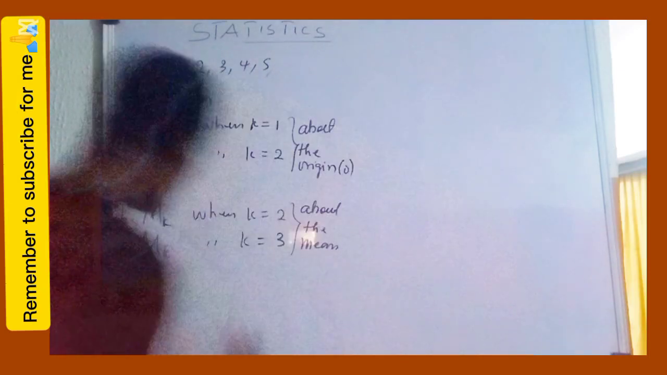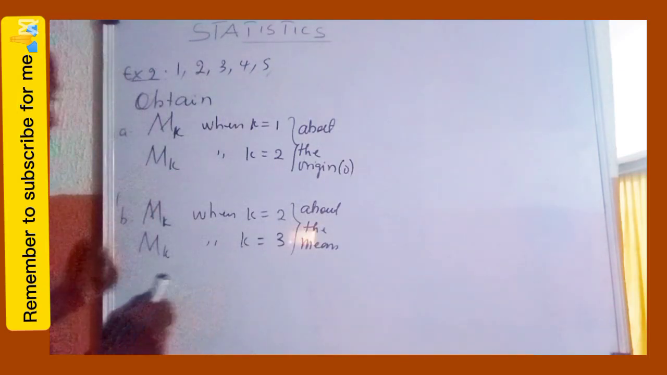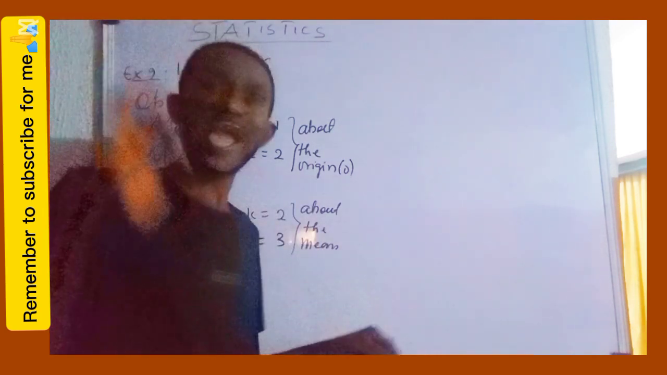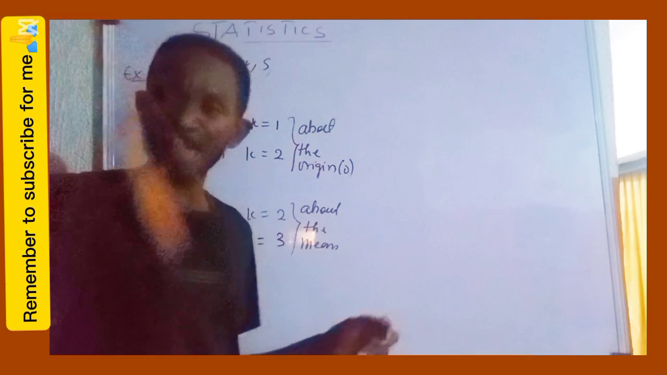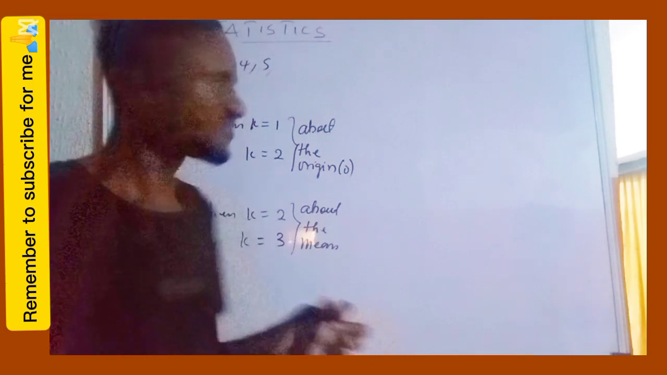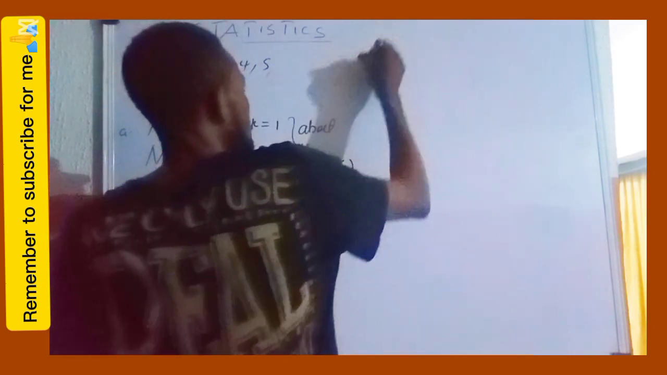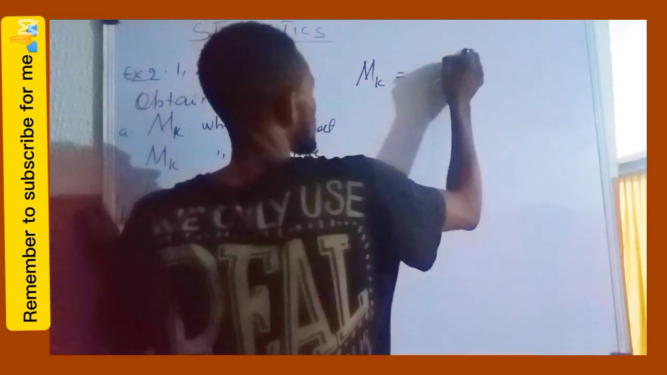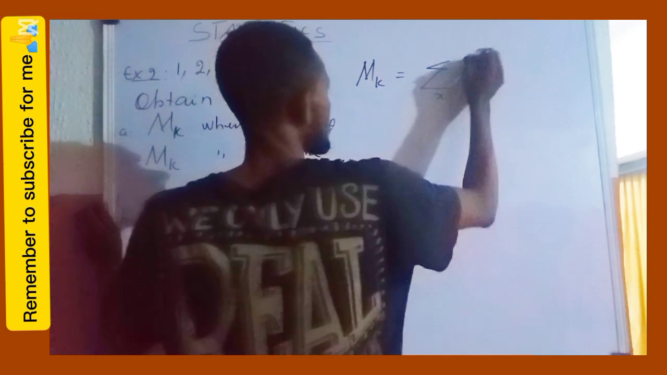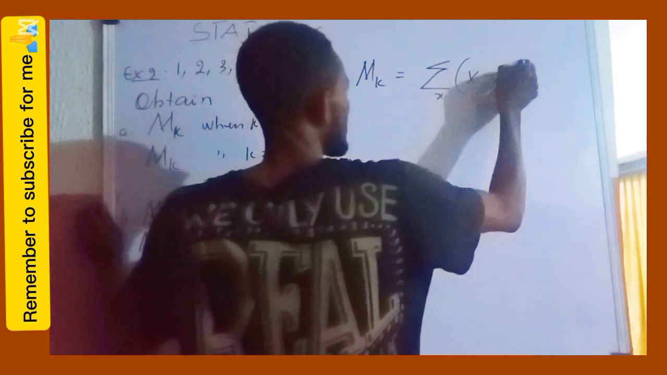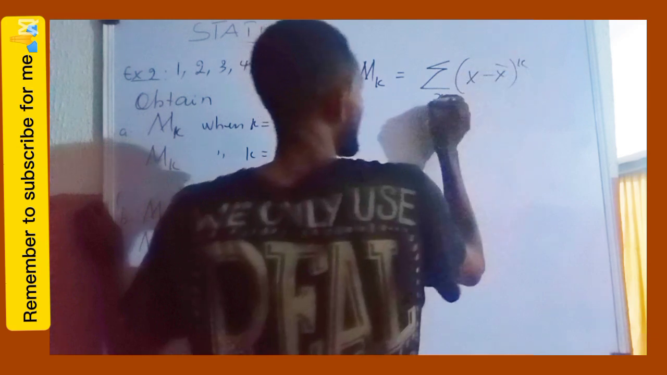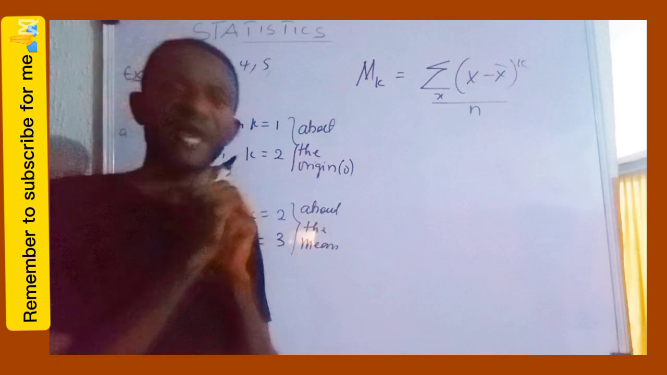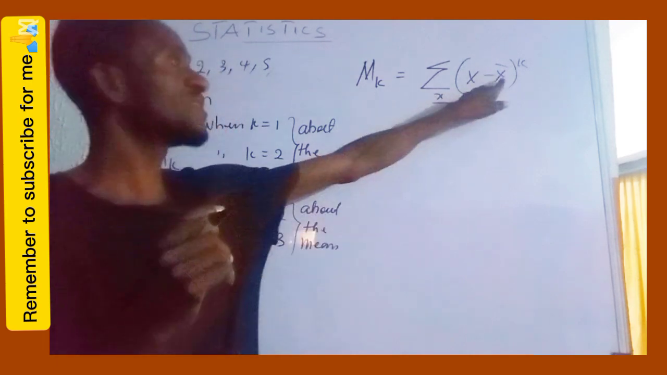Okay, so let us quickly come over here. When k becomes this, we first of all remind ourselves of the kth sample moment about the mean. It is given as m subscript k, which is the sum over the range of x, open a bracket, of x minus x bar, all raised to power k, all over N. It was what we gave earlier as our kth sample moment about this mean x bar.